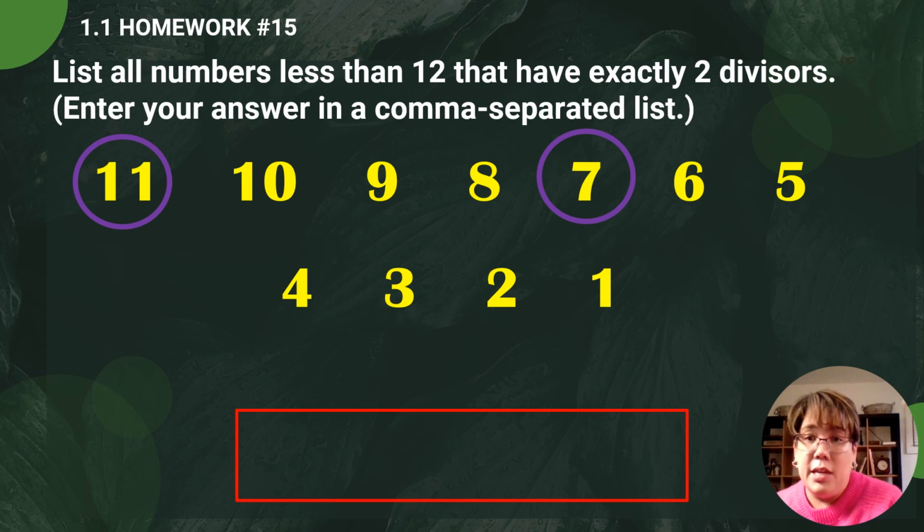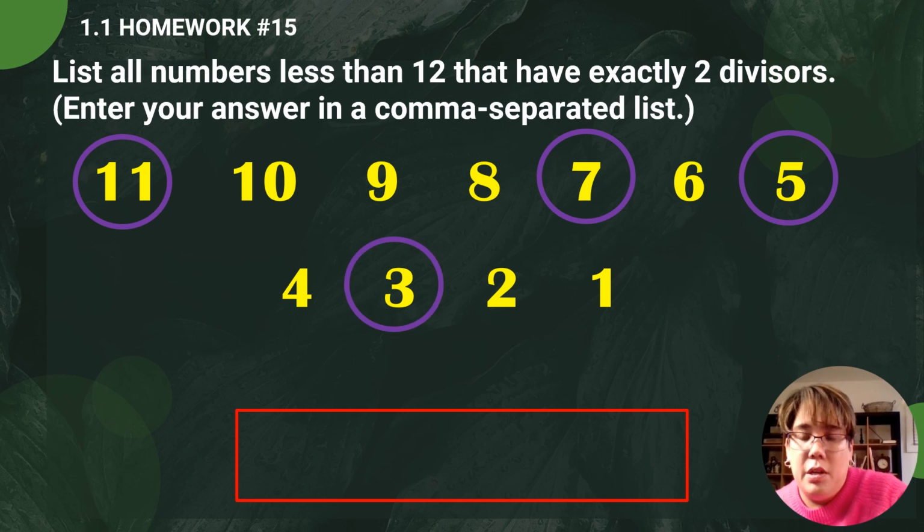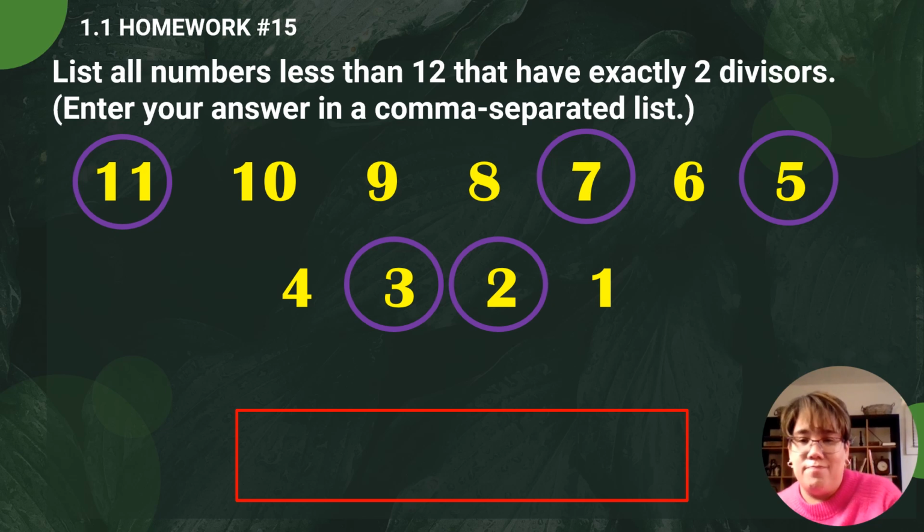7 only has 7 and 1. And then you would go through and 5 would be another one. Can you think of another one? There's a couple more. If you got that 3 is one, and then the final one is 2. Okay.